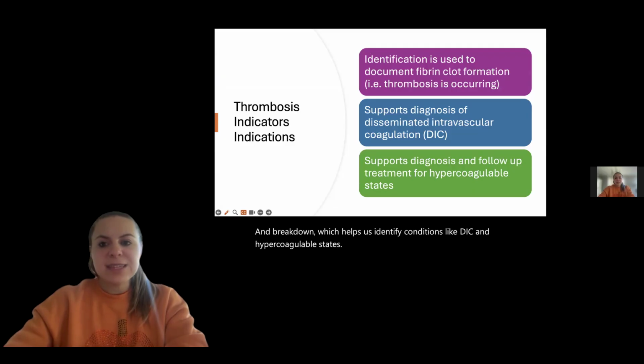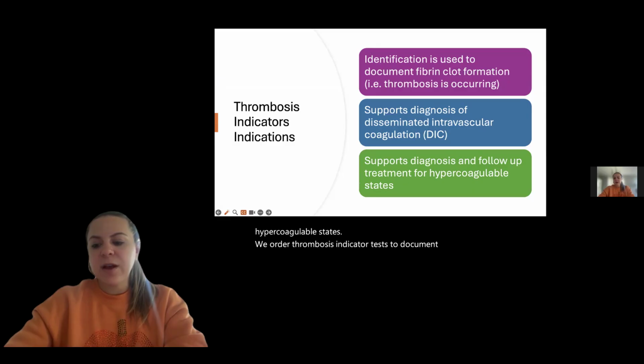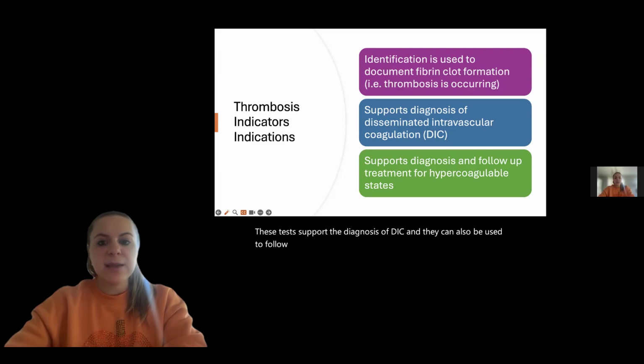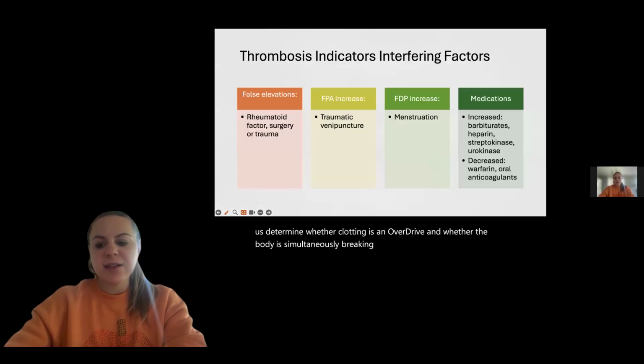We order thrombosis indicator tests to document that fibrin clot formation is actively occurring in the body. These tests support the diagnosis of DIC, and they can also be used to follow treatment in hypercoagulable states. Essentially, they help us determine whether clotting is in overdrive and whether the body is simultaneously breaking down fibrin at an accelerated pace.